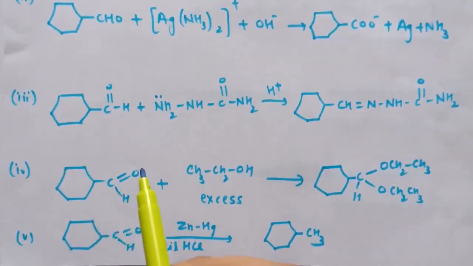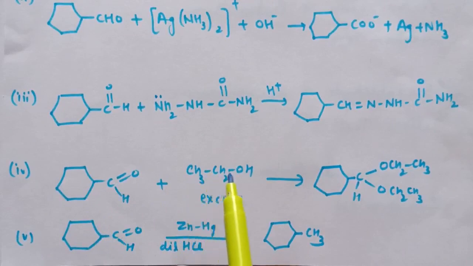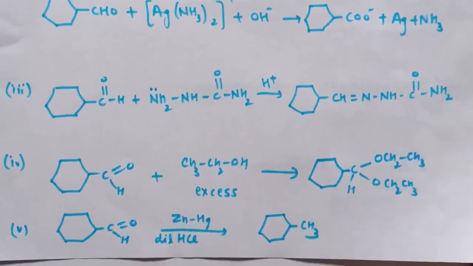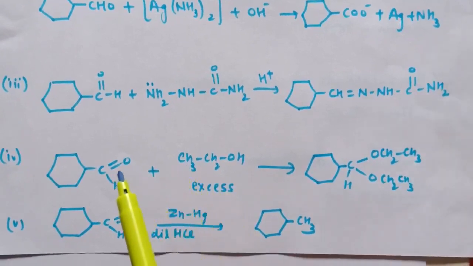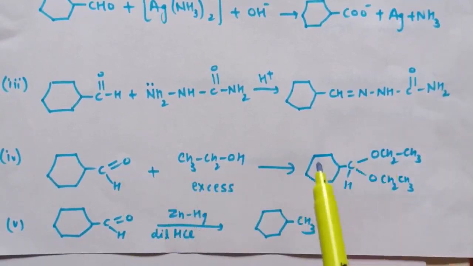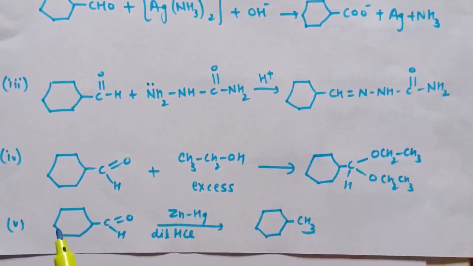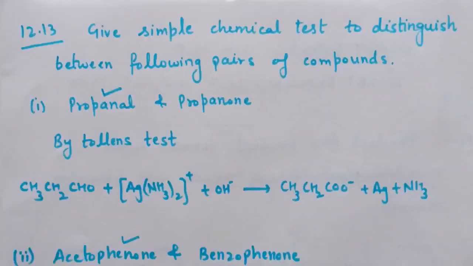Reaction of cyclohexane carbaldehyde with excess of ethanol. Here in this case an acetal is formed. This is an example of a nucleophilic addition reaction. So this product is formed. Next is the reaction of cyclohexane carbaldehyde with zinc amalgam in dilute HCl. This is the reduction of the carbonyl group. This converts to a hydrocarbon, and here the CHO converts to CH2. So this hydrocarbon is formed.